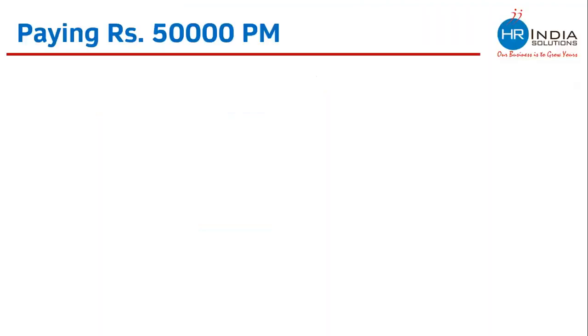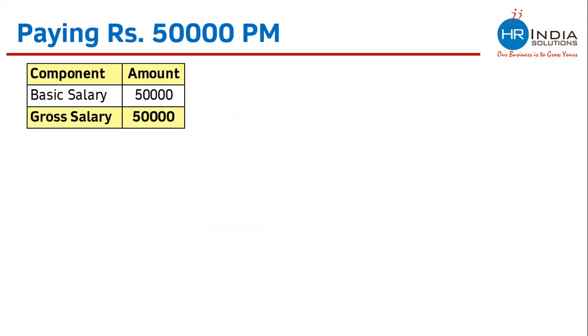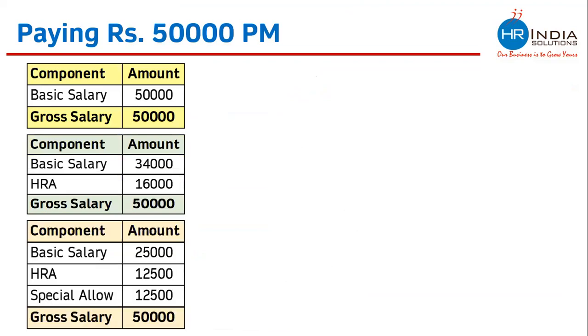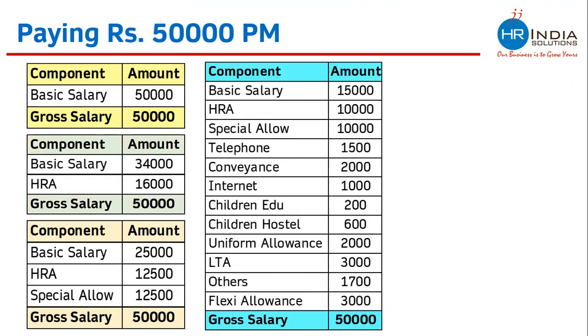So if you want to pay 50,000 to your employee, 50,000 can be paid in this way also. This is legally correct. There is nothing wrong. And if you want to pay 50,000 per month to an employee, that can be paid in this way also. All these salary breakups are legally correct.